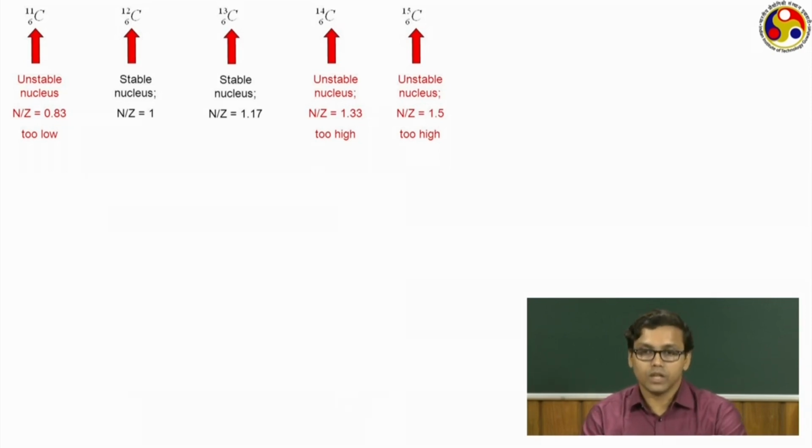Therefore, we can conclude, and not only from this but by considering several other isotopes that we can find in nature, that any N by Z value just at 1 or slightly above 1 is quite stable, but an N by Z value less than 1 or much higher than 1 generally leads to some kind of unstable nucleus.